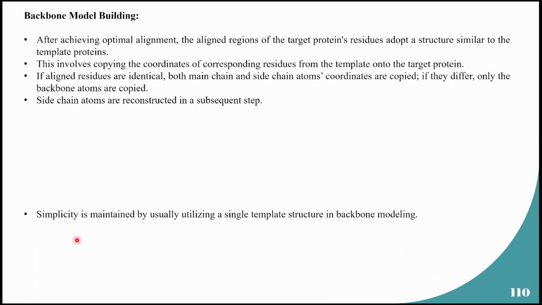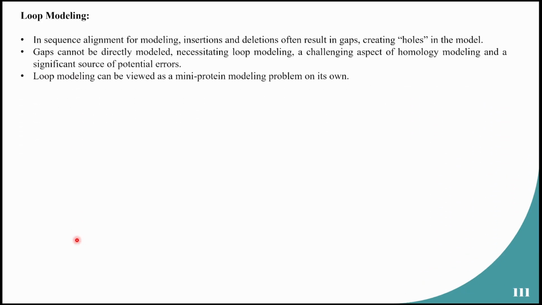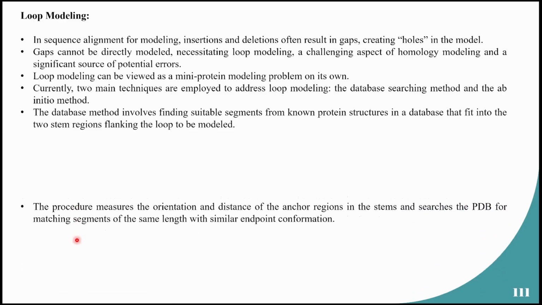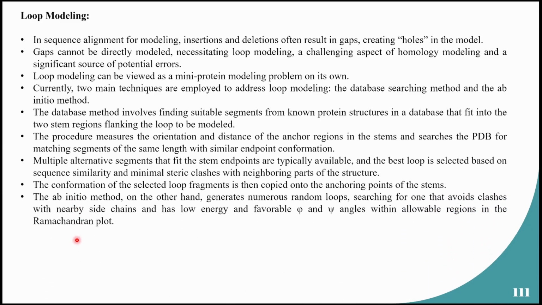Then you do backbone modeling, of course. So backbone modeling are basically your aligned parts. You will take the backbone coordinates directly from what you are aligning with. Okay, so the information for the template structure is already there. So for the aligned part, you take the backbone information from there only, and then after that, depending on whether a particular amino acid is matching between the template and the protein that you are trying to find the structure for, if they are matching exactly, you can also copy the side chain coordinate information for those also.